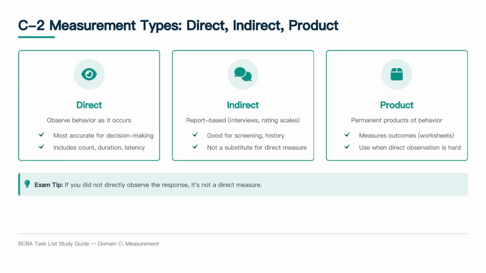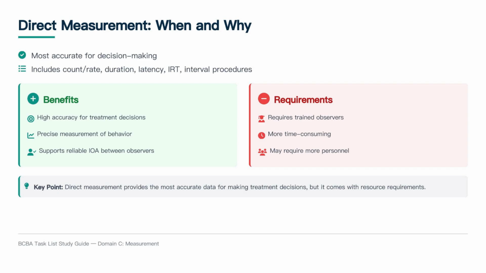Next, measurement types. Your first decision is whether you're directly observing behavior, collecting indirect report information, or measuring a permanent product. A quick exam rule is, if you did not directly observe the response happening, then it's not a direct measure, even if the information feels detailed. Direct measurement is your gold standard because it supports accurate treatment decisions and stronger agreement between observers.